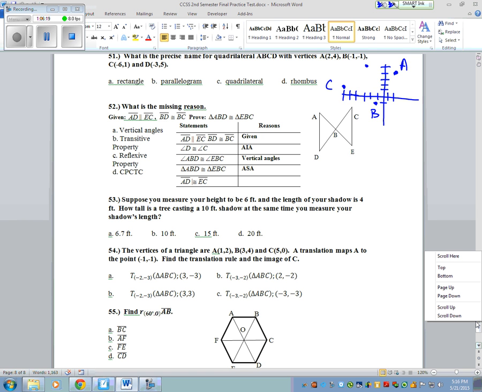That's D. So if I connect those, you know, my picture doesn't look like it's any of those, but let's see. It says, what is the precise name for the quadrilateral?